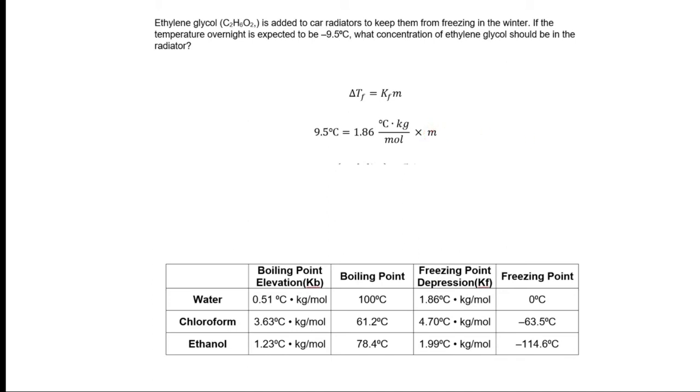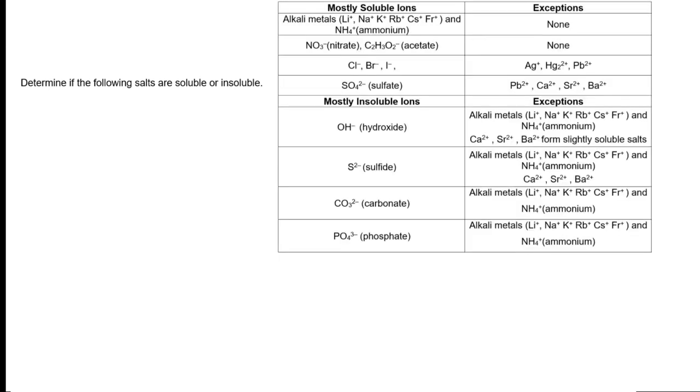This is simple algebra. So our concentration of ethylene glycol for this very cold night should be 5.1, and that is measured in molality. Let's switch gears a little bit and let's talk about solubility rules. So here is a table that summarizes our solubility rules. And let's determine if different salts are soluble or insoluble based on these rules.